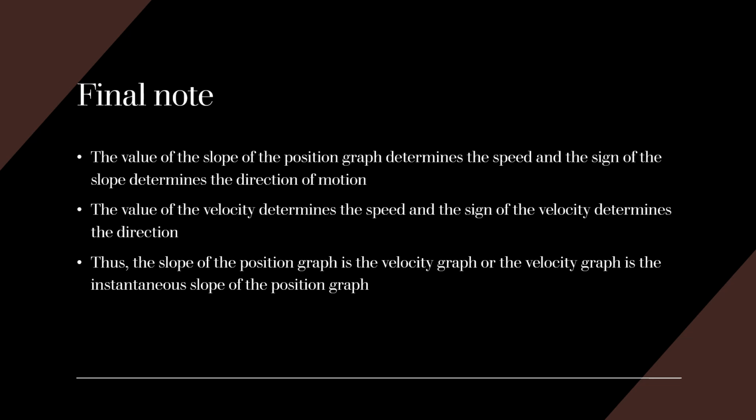Now that we've worked through the four problems and gone through the couple graphs, hopefully you realize a couple major things here. So the value of slope for the position graph determines the speed and the sign determines the direction of motion. So again, from the position graph, the slope tells us speed and direction. Well, the value for the velocity is the speed, and the sign of velocity is the direction. Thus, the velocity graph is the slope of the position graph, or another way of saying that is the velocity graph is the instantaneous slope of the position graph. Basically, that velocity graph tells you what is the slope of the position graph at any point in time.